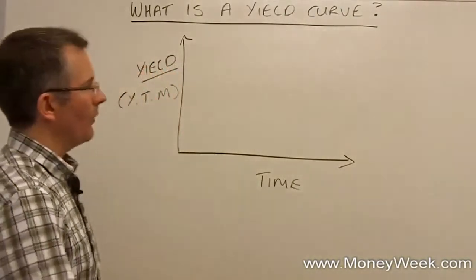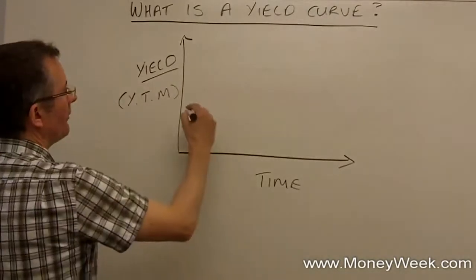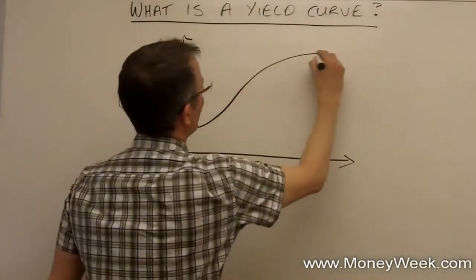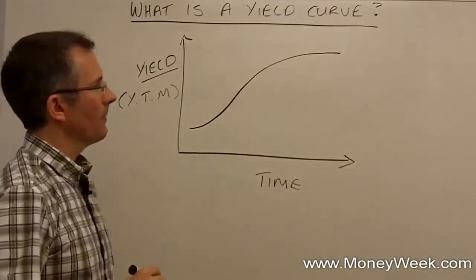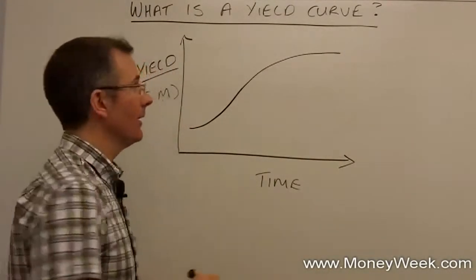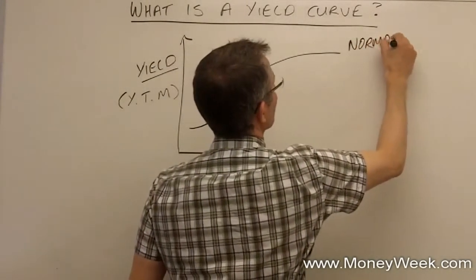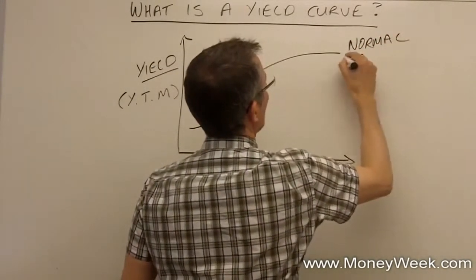And normally what you find is yield curves are upward sloping. So they might look a little bit like that. They can be any shape in theory. And that one's known as normal, or upward sloping.